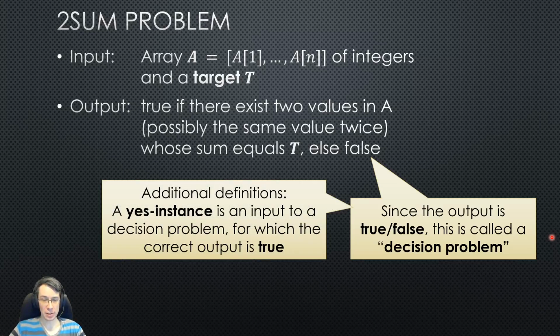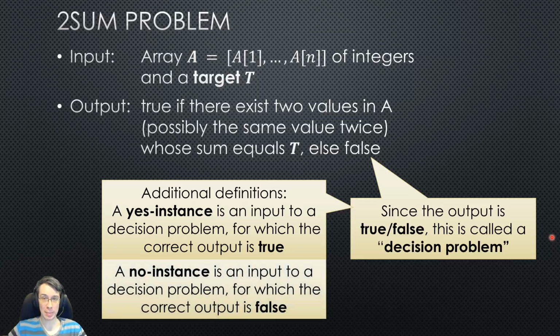Here's an additional definition. We have problem instances, which are inputs, right? So an instance is the array A and a target t. A particular instance would be a particular array and a particular target t. For example, the array 1, 2, 3 and the target 5 would be a particular problem instance. A yes instance is an input to a decision problem for which the correct output is true. A no instance is, of course, an input to a decision problem where the correct output is false. Okay, so these terms will come in handy throughout the course, especially in the latter half of the course: decision problem, yes instance, and no instance.